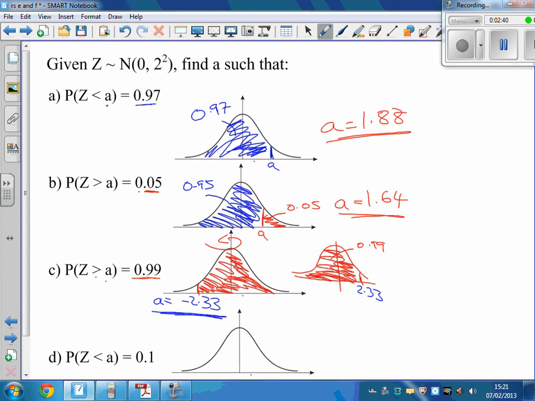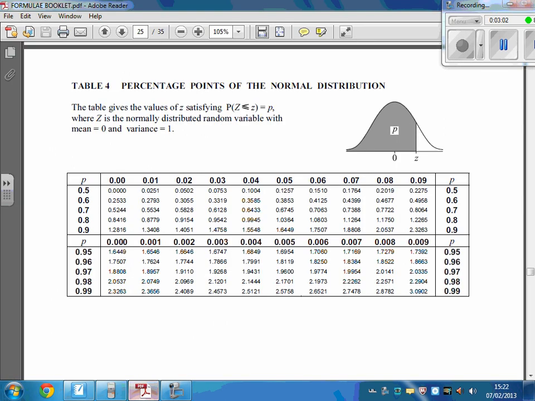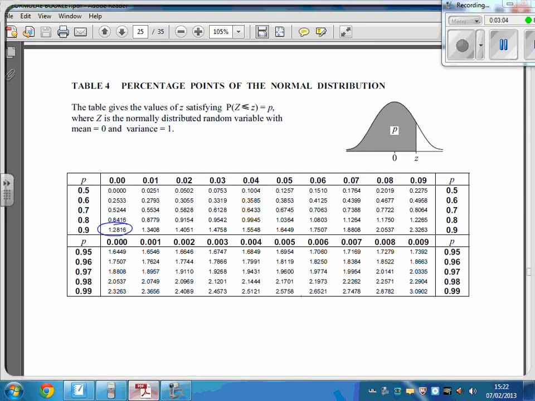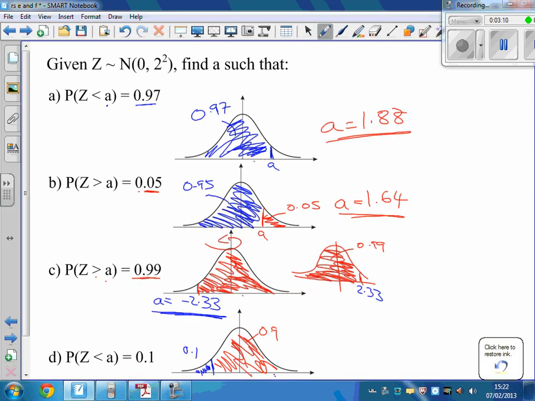And the last one, Z is less than A is a very small amount. The chance of it being less than is a very small amount. So this bit down here is just 0.1. That means this enormous bit up here must be about 90%, 0.9. Flip it round again and look up that 0.9 value this time. So the 0.9 value here we've got it, 1.28. And so that value up there would have been 1.28. Down here, we've got minus 1.28. The diagrams are essential.